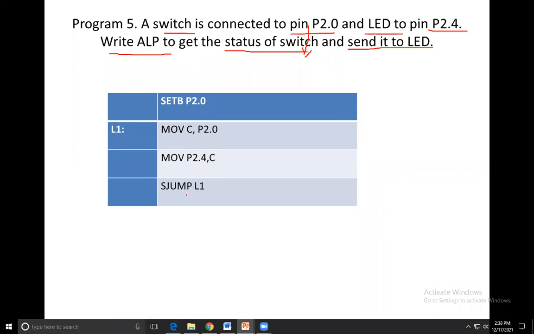So how can we check it? If I put a value of 0 in port 2.0, then the LED should be off. For that purpose, what should the program be? Please look at this and make changes in this program. Understood what I'm saying?